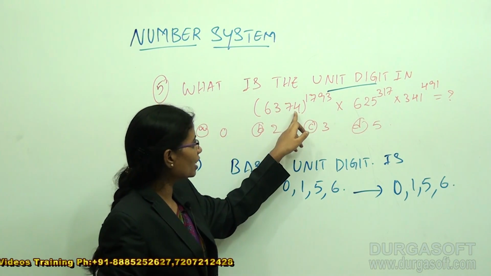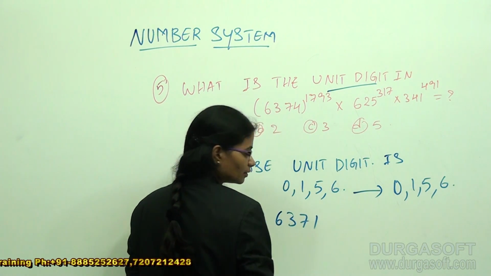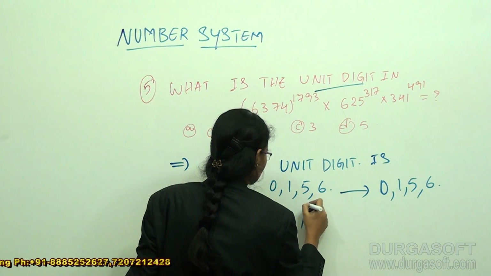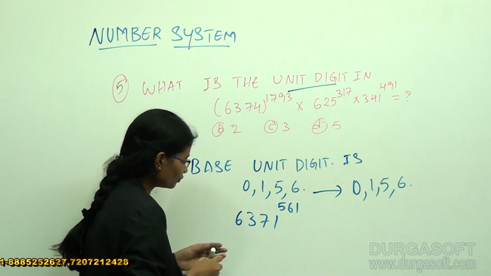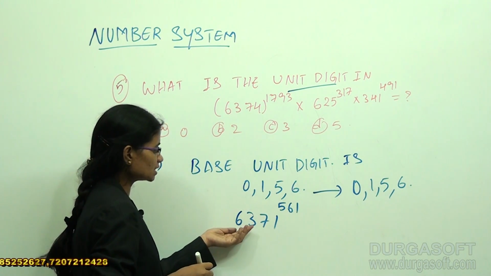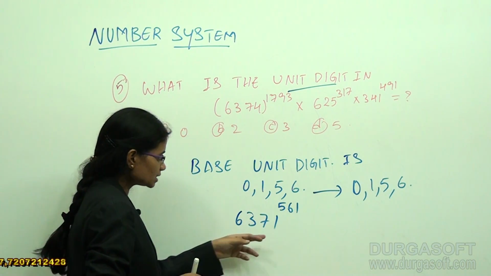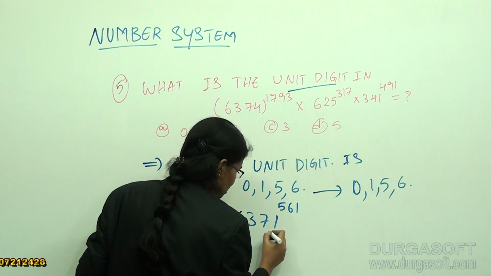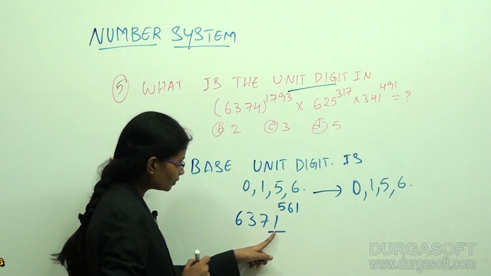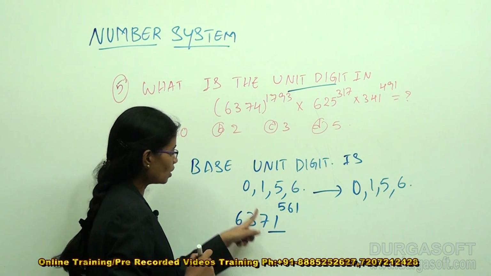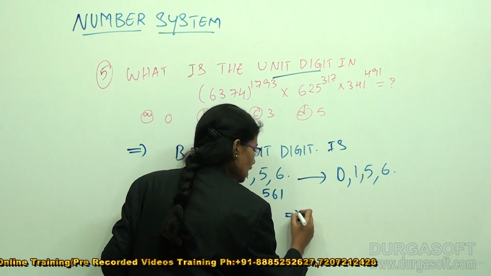For example, if you need to find out the unit digit for 6371 power 561, as in this base the unit digit is 1, right? So if we have unit digit 1 or 0 or 5 or 6, we will get the unit digit as the same only.